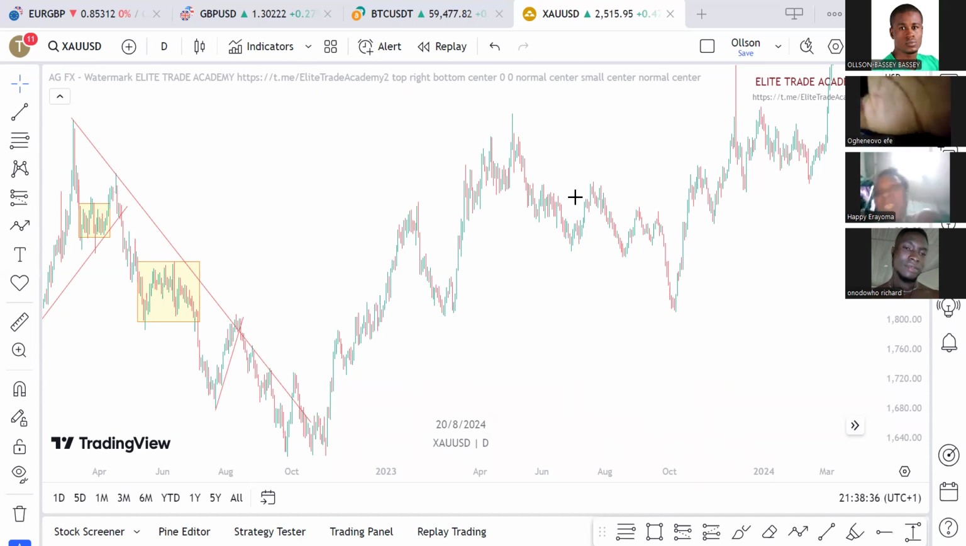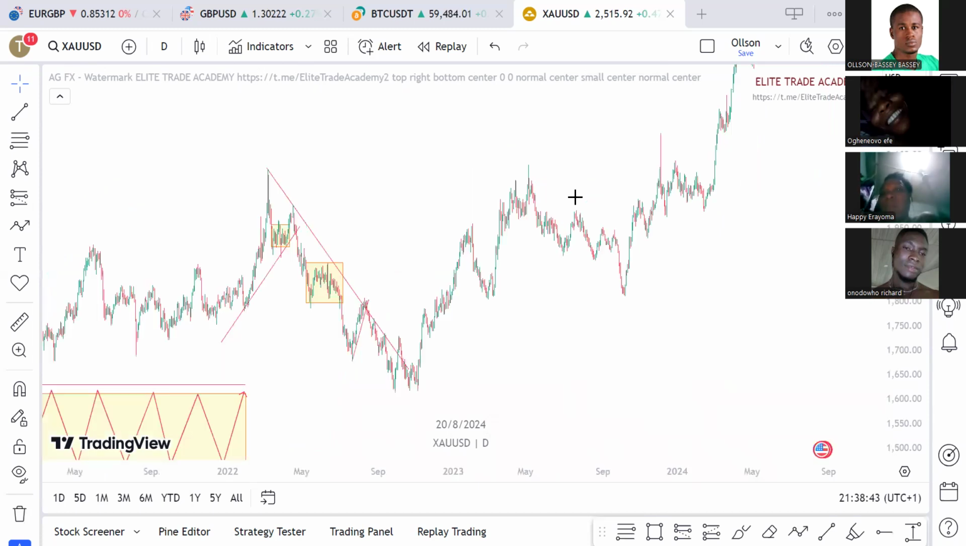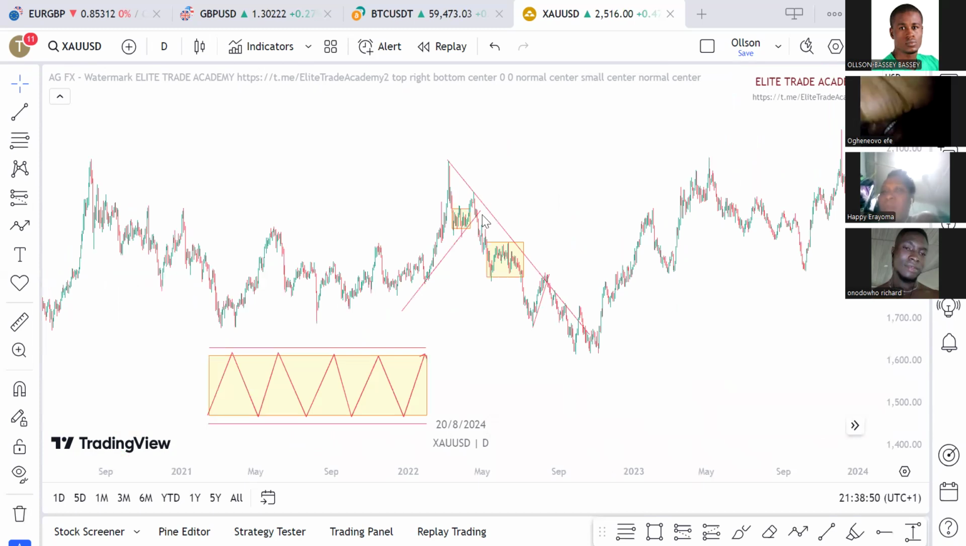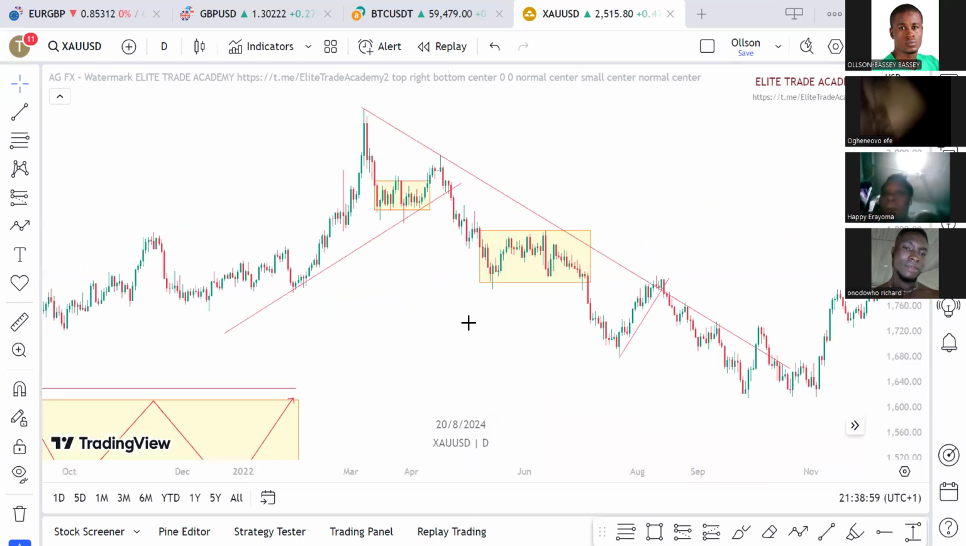Sir, what about if it does not break out in your anticipated direction? What do you do? If it doesn't break out in your anticipated direction, wait for price to develop, because price might be changing direction. Look at what I explained here earlier. This price was going up, and then accumulated here. Price accumulated here and broke out in our anticipated direction, and then before we knew it, price speedily came down.